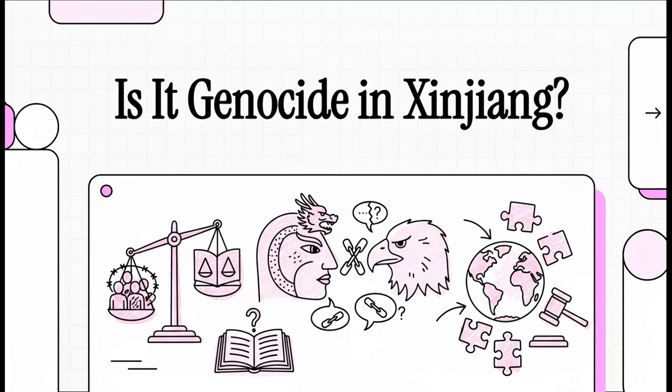Genocide. It is one of the heaviest words you can use in international relations, and right now, it's at the absolute center of a standoff between two global superpowers. The United States is officially accusing China of committing genocide against the Uyghur people. So, what is the truth behind this incredibly explosive claim?